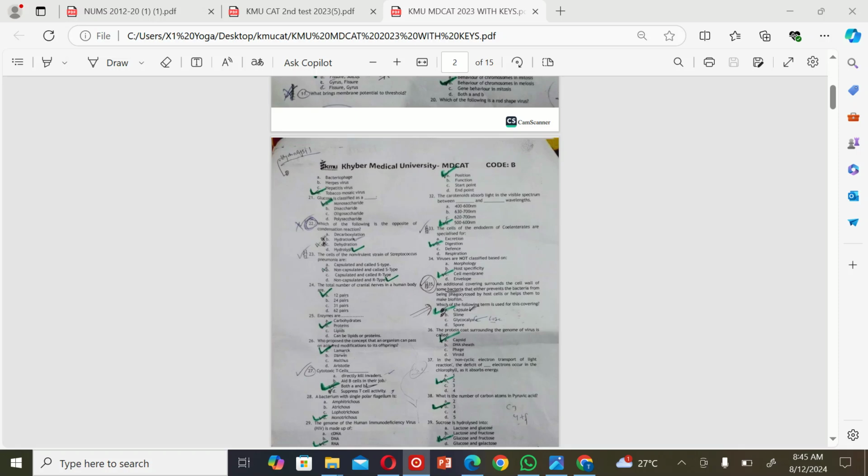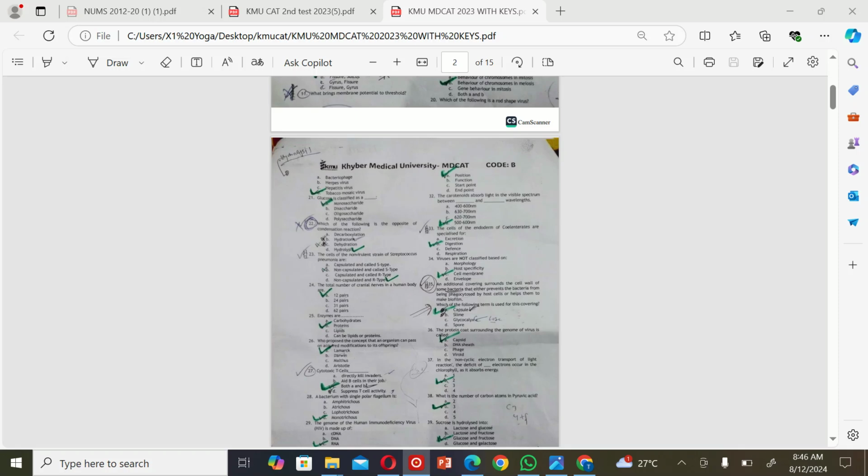The next MCQ is: the total number of cranial nerves in a human body are A. 12 pairs, B. 24 pairs, C. 31 pairs, and D. 12 pairs. So the correct option is A, 12 pairs. The next MCQ is: enzymes are A. carbohydrates, B. proteins, C. lipids, and D. lipids are protein. So the correct option is B, protein.